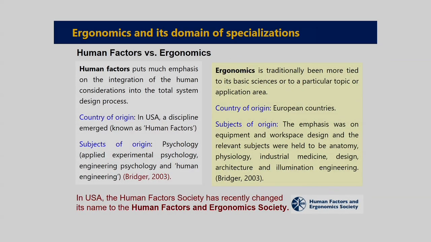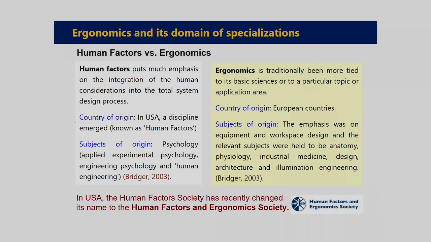Now, as these two terms are coming repeatedly, human factors engineering and ergonomics, students are confused whether these two terms are different or synonymous. So, what is the actual difference? Or can we use these two terms interchangeably? Yes, we can use these two terms interchangeably and assume that they are synonymous, meaning similar. But if you look into the history, then what will we find?